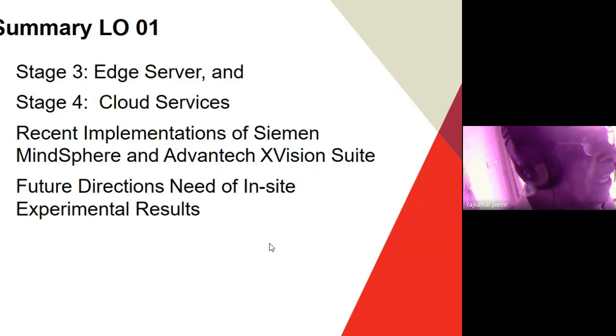We have also seen the recent implementation from Siemens, and we have also seen in the beginning the Realmetrics implementation for using edge server. We have seen the Advantech experience, what they are doing and what their capabilities are. Future directions, we need actual insight using the experimental results in the semiconductor unit or in the assembly unit.